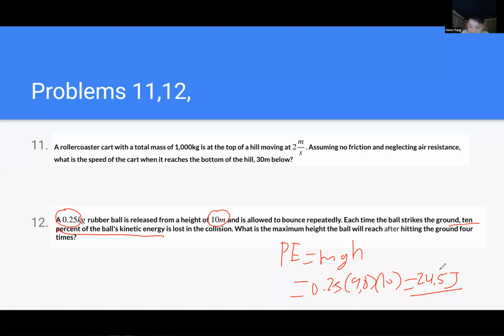So it's asking you what the max height will be after it hits the ground 4 times. And you're given that it loses 10% of the kinetic energy every time it hits the ground. So you need to do 1 minus 0.1 every time for 4 times, and it'd be 0.9 to the power of 4.